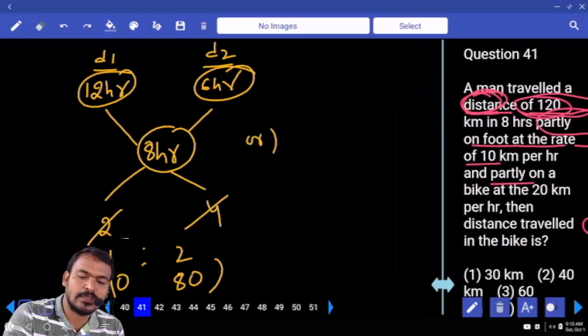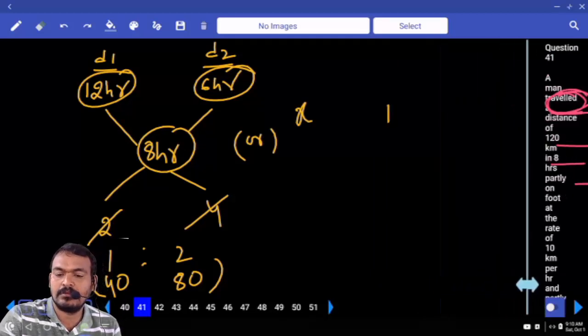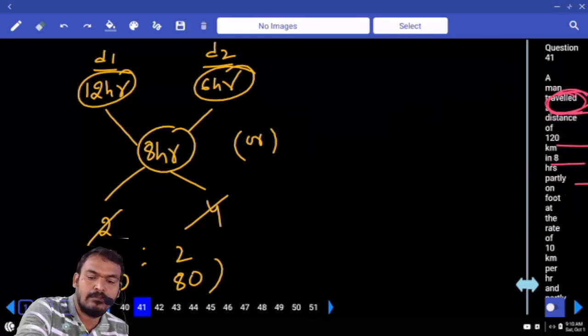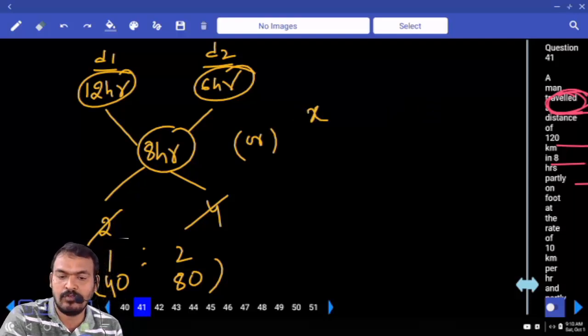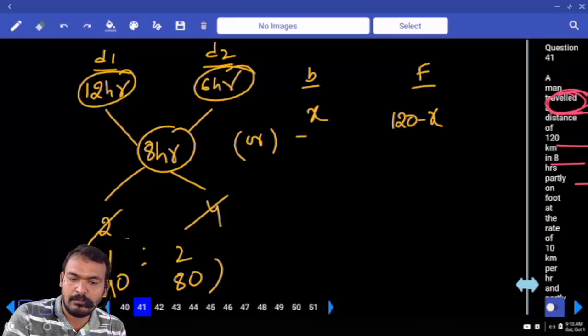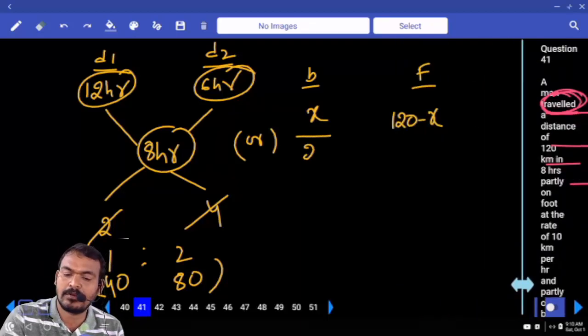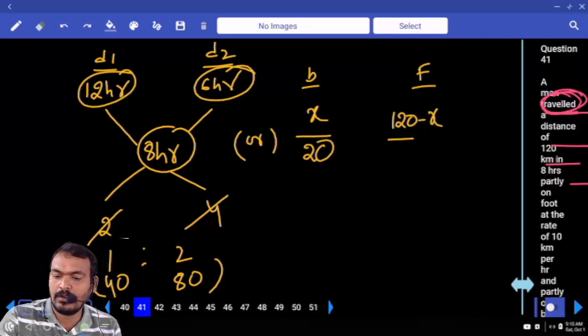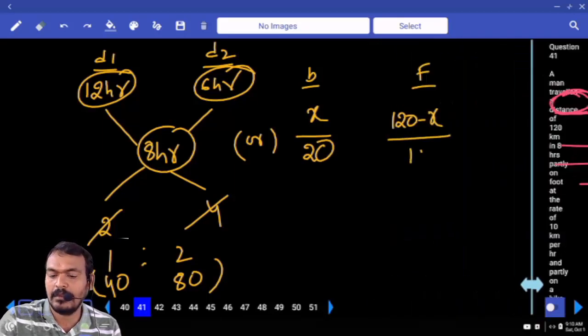Or one more method. Suppose bike distance is x kilometers, foot distance is 120 minus x. What is the bike speed? Bike speed 20. Then we write x by 20. Next, 120 minus x on foot speed is how much? 10 kilometer per hour. Divide by 10.